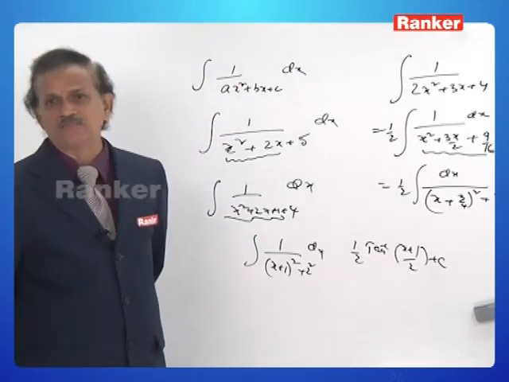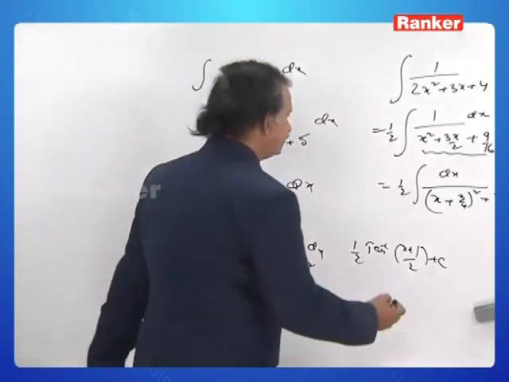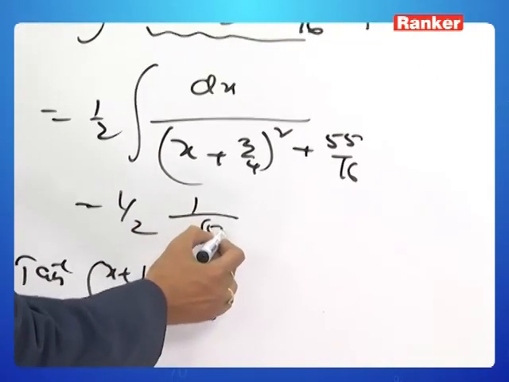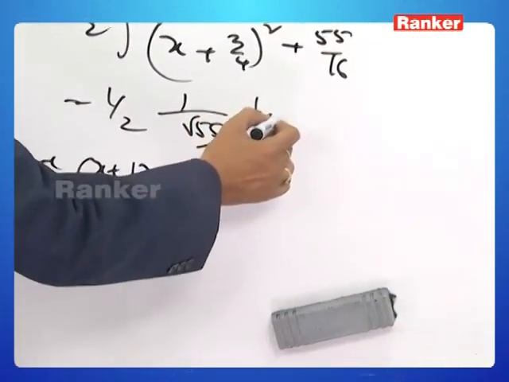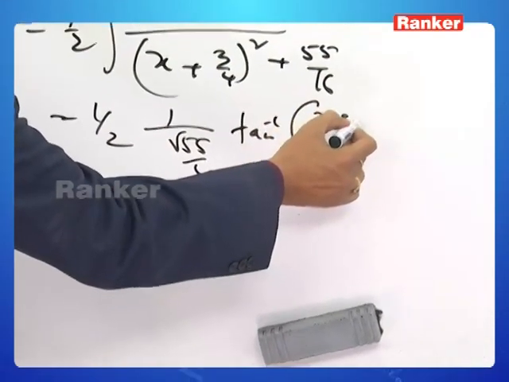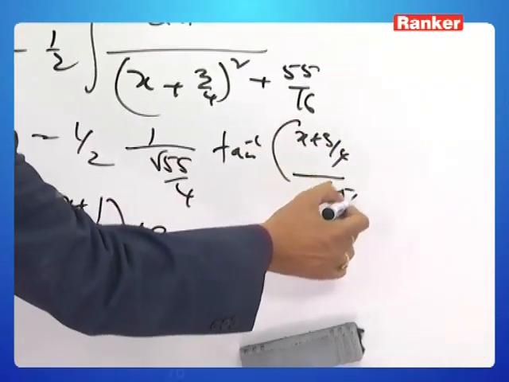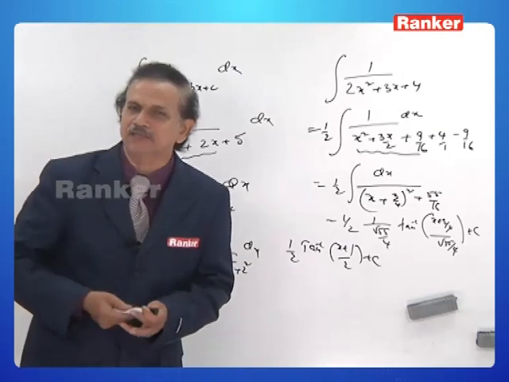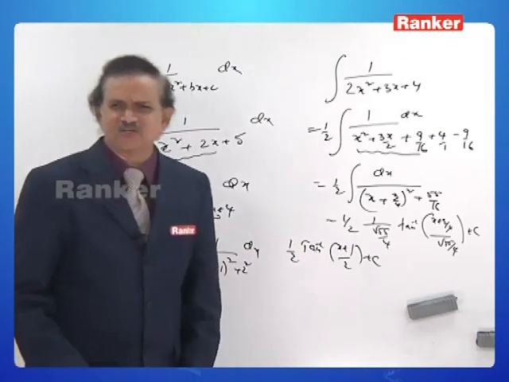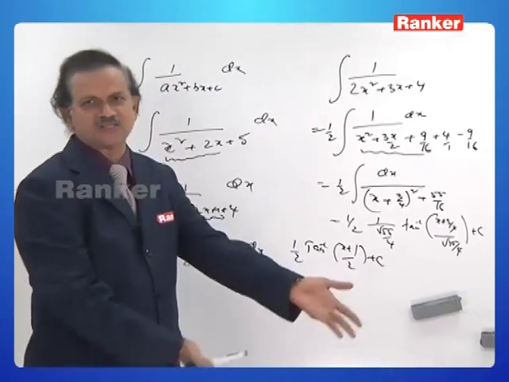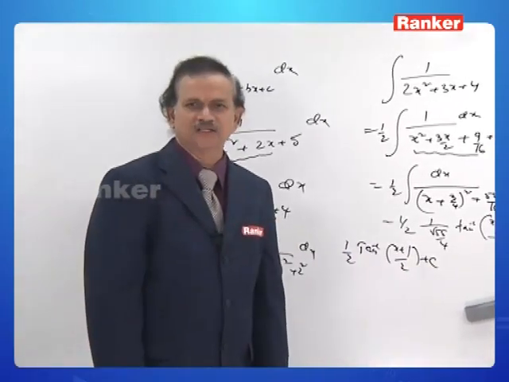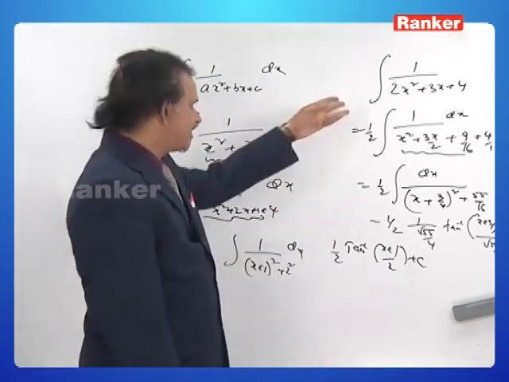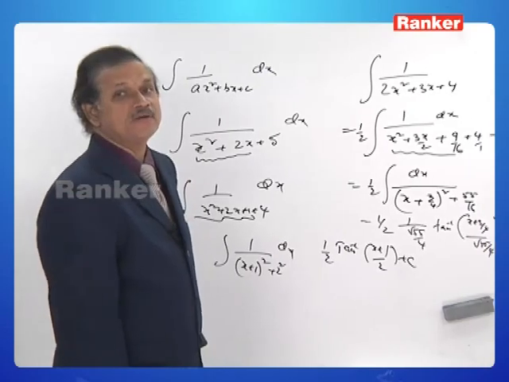Accordingly, you design the answer. What is the answer? 1 by a tan inverse x by a. This is half into 1 by a, 1 by root 55 by 4 into tan inverse of x plus 3 by 4 by root 55 by 4. Of course, by multiplying it with 4, it is 4x plus 3 by root 55. It can be simplified according to the necessity and according to the availability in the given options. You can do that. We are interested to know the methodology only. Therefore, if it is irreducible, it is to be made a perfect square.